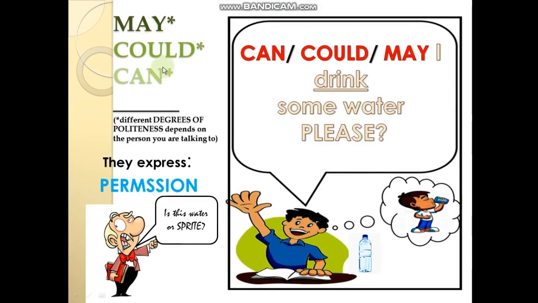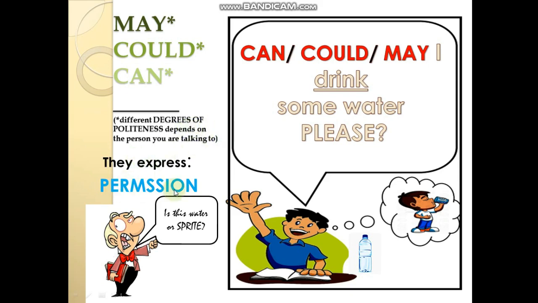May, could, can. So our next modals are may, could and can. As you saw with me, they have a green color with different shades. This is done to express different degrees of politeness, depending on the person you are talking to, to express degrees of politeness according to the person we are speaking with.